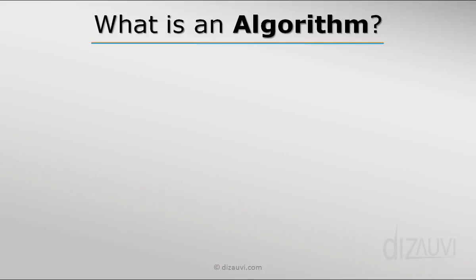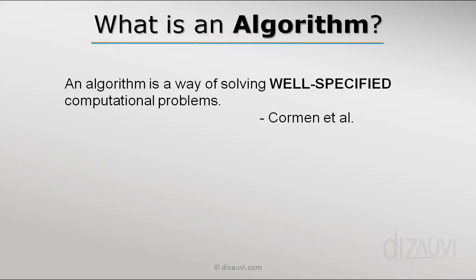Now, we'll not get very theoretical in this course, and the purpose of this course is mostly to understand data structures and algorithms. Let's start by looking at the definition of an algorithm. In the Introduction to the Algorithms book, the authors say that an algorithm is a way to solve a well-specified computational problem.